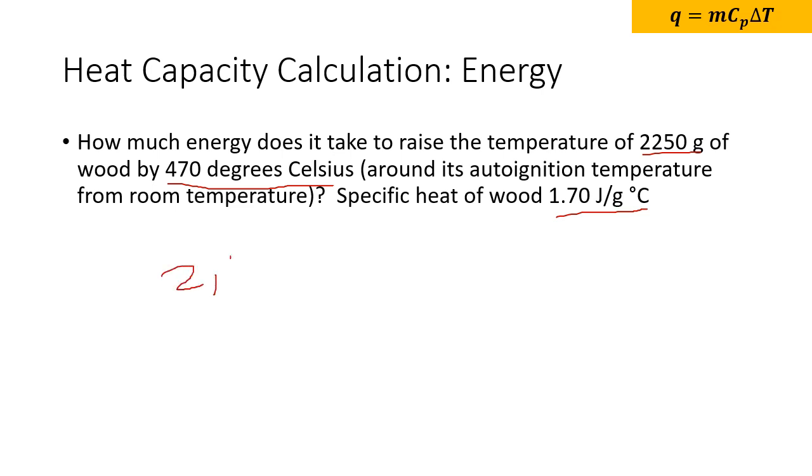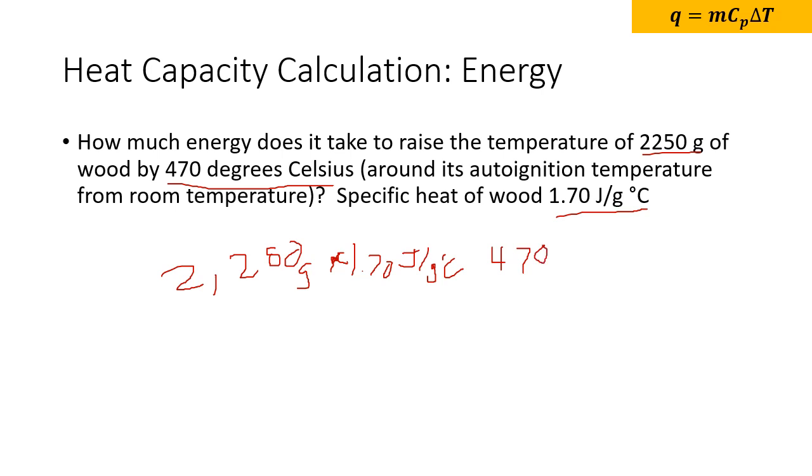Right, so we've got our 2,250 grams, which we are able to use because our heat capacity is in joules per gram degree Celsius. And that is M C P, and then we need delta T, which is 470 degrees Celsius.